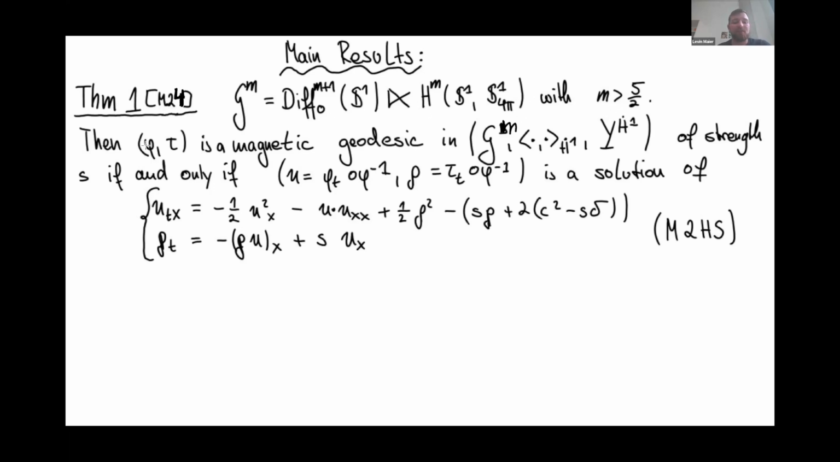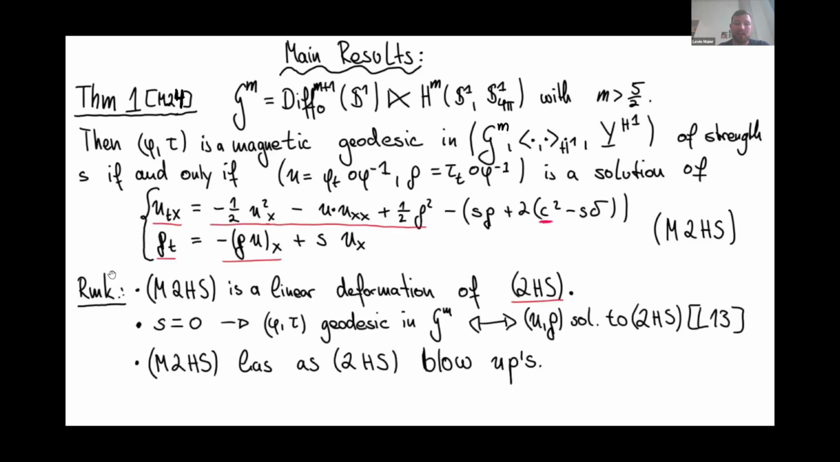Then we have proved that phi(tau) is a magnetic geodesic in this group, equipped with some metric and a Lorentz force of strength S, if and only if u, which is defined as the time derivative of the flow phi pulled back with phi inverse, and rho equal to tau_t, so the time derivative of tau pulled back with phi inverse, is a solution of the following nonlinear PDE, which I call the magnetic two-component Hunter-Saxton system.